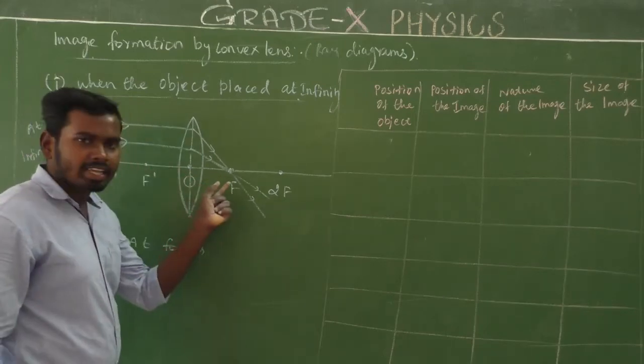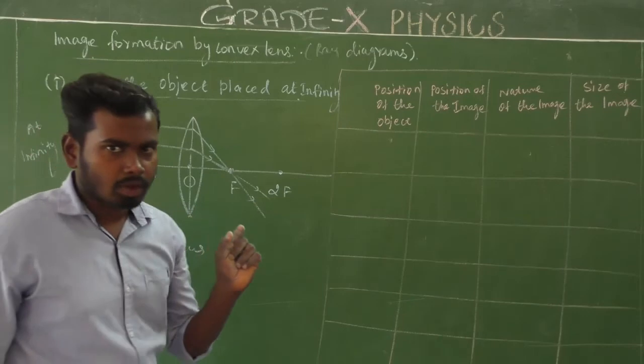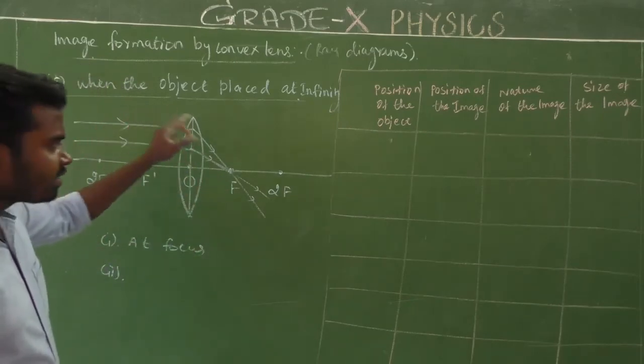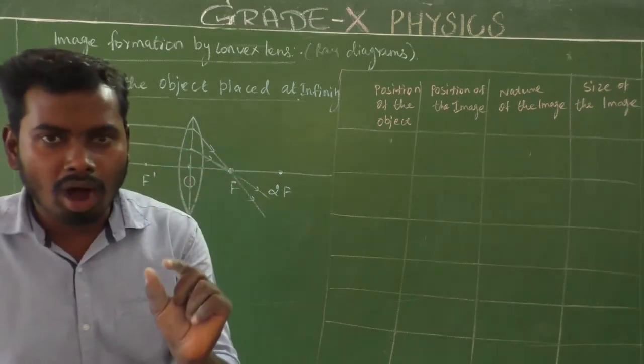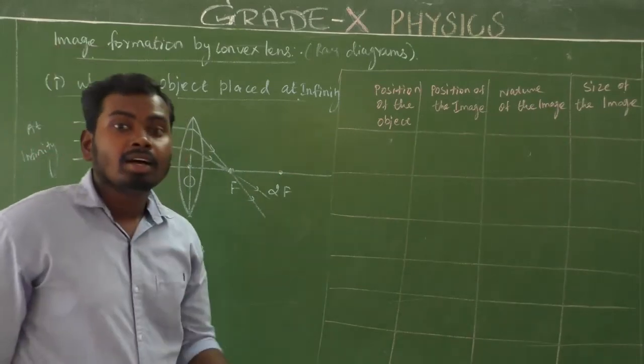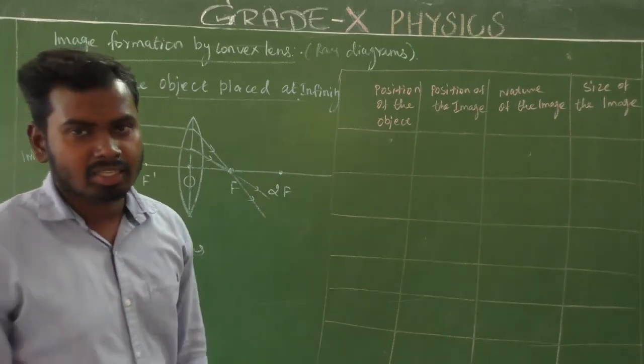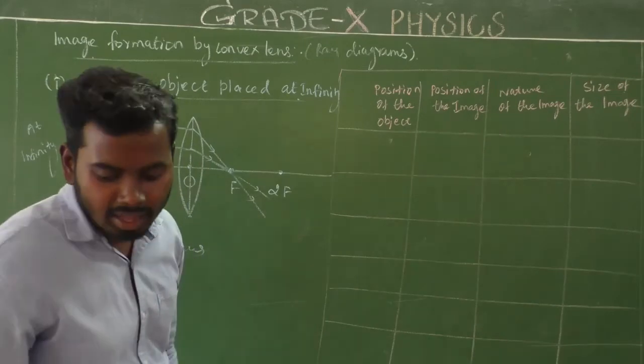Am I right? Image size is very small. Okay, so compare it with the object size. Image size is very small, so that is considered as diminished, which means highly diminished. You already studied that. I mean, that is highly diminished.